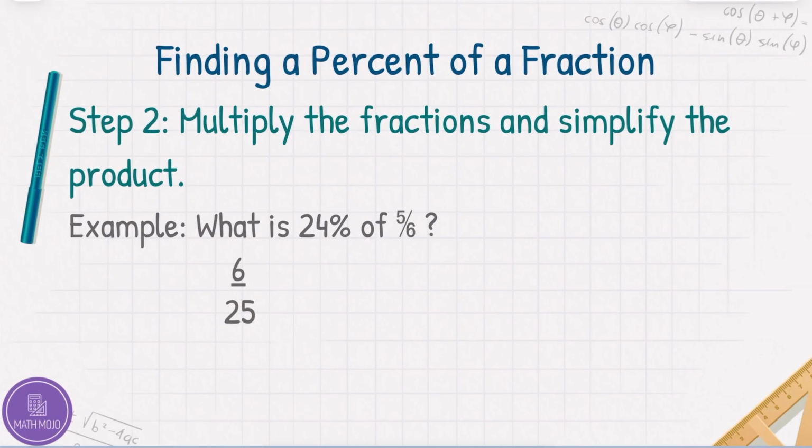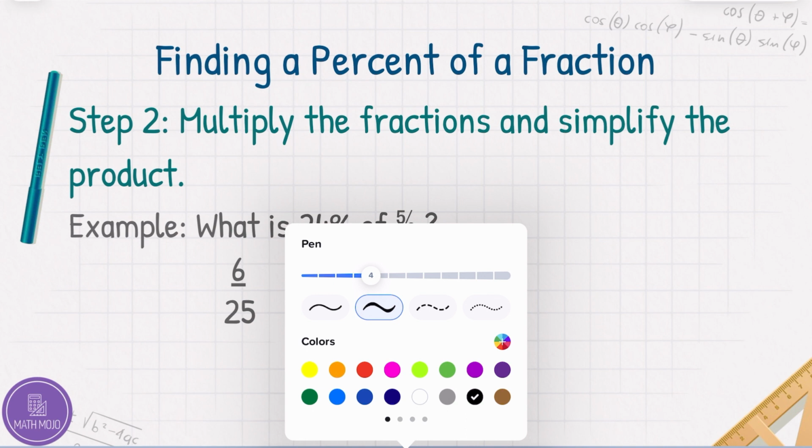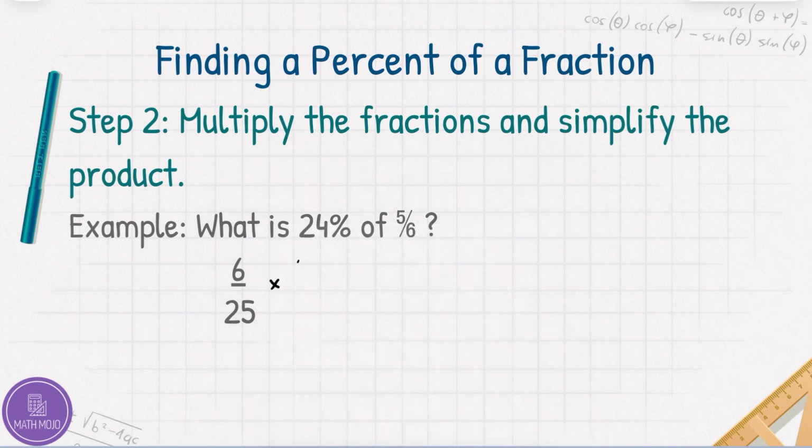Okay, now step 2, multiply the fractions and simplify the product. So we're going to multiply 6 over 25, which we just got from step 1, by 5 over 6. And when you multiply fractions, you multiply straight through. So 5 multiplied by 6 is 30. And then in our denominator, 25 multiplied by 6 is going to be 150.